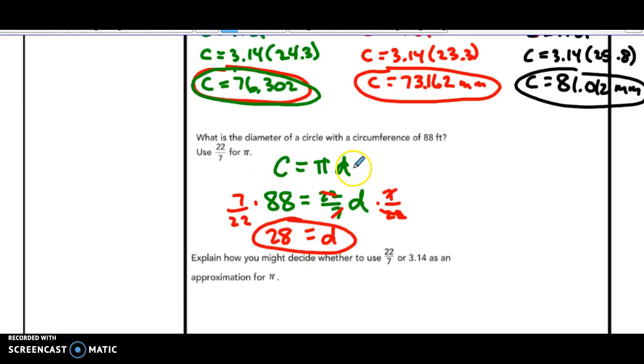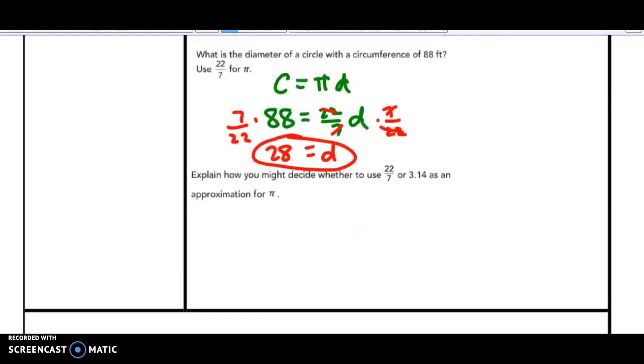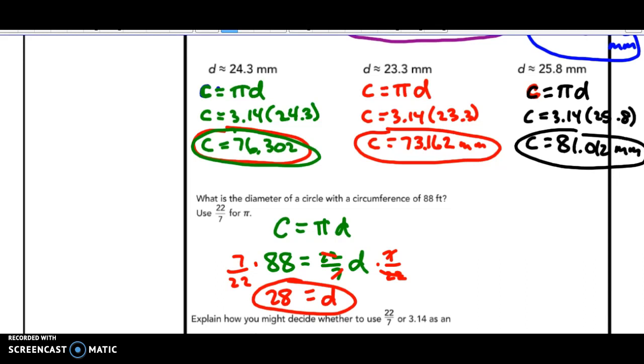So still starting by writing the formula, I substitute in what I know. This time I know the circumference, so I put that in for C, and I solve for D instead. That's all there is to it. Good luck using your formula. Remember the 3 steps. Write your formula, substitute, then solve.